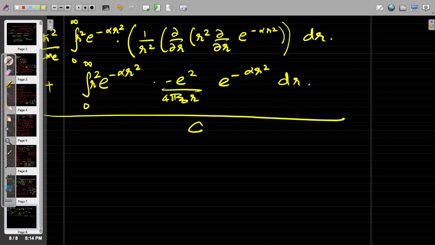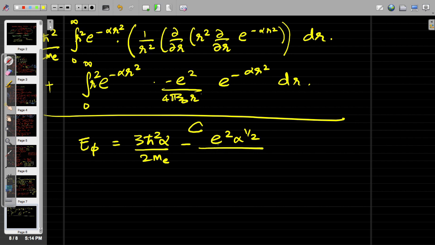If you carefully do these integrals, of course the 4 pi got cancelled. Okay, if you carefully do these integrals, you would end up getting E phi is going to be 3 h cross square by alpha divided by 2 me minus E square alpha power half, the whole divided by square root of 2 times epsilon naught pi power 3 by 2. Okay, so this is what is going to end up happening. The alpha won't go because you have the alpha in the whole term, and if you carefully sit and do this, the integral minimizes to this.